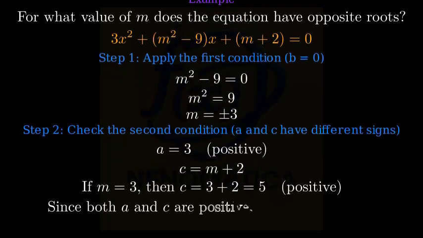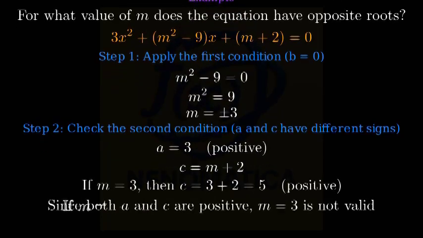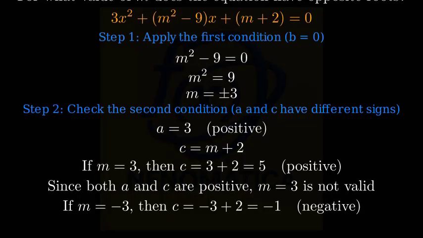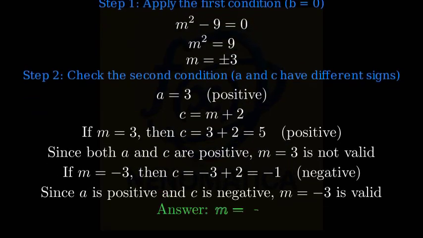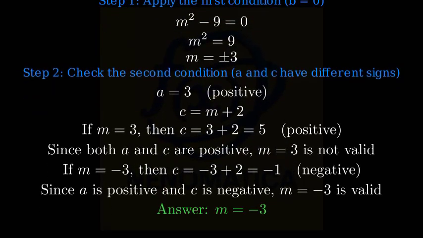This means m equals 3 is not valid. If m equals negative 3, then c equals negative 3 plus 2, which is negative 1. Since a is positive and c is negative, they have different signs. Therefore, m equals negative 3 is our answer.